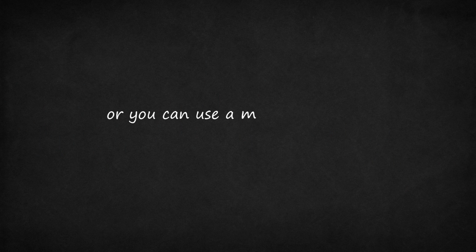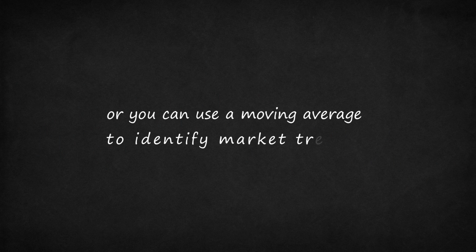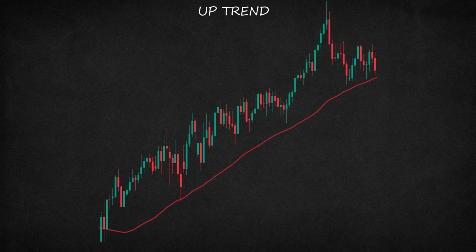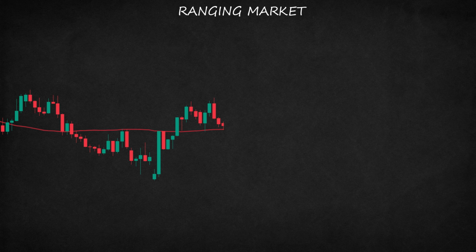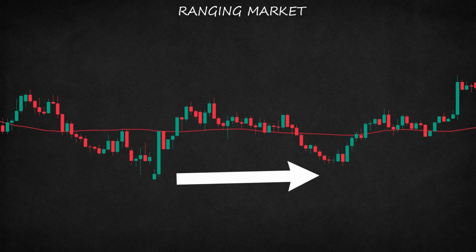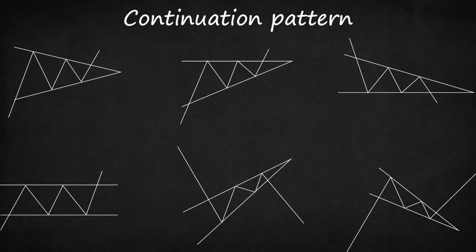Or you can use a moving average to identify market trends. If a moving average is rising, it can signal that the market is in an uptrend. Conversely, when a moving average is falling, it can signal that the market is in a downtrend. In addition, if a moving average is straight, it can signal that the market is ranging. Now let's get back to continuation patterns.